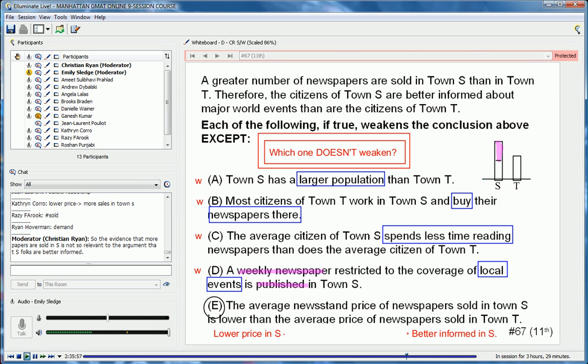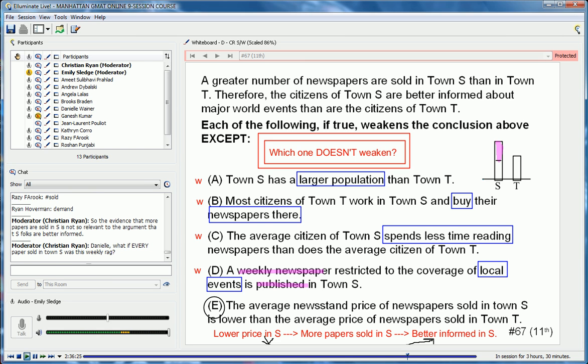And as John Laurent's pointing out, that has to do with readership as well, right? So you could sort of do a cause and effect here, like lower prices in S could lead to more papers sold, which is something we're told is true, and therefore people are better informed in S. But Ryan's point is a good one. It doesn't directly link the lower price in S to how informed people are.